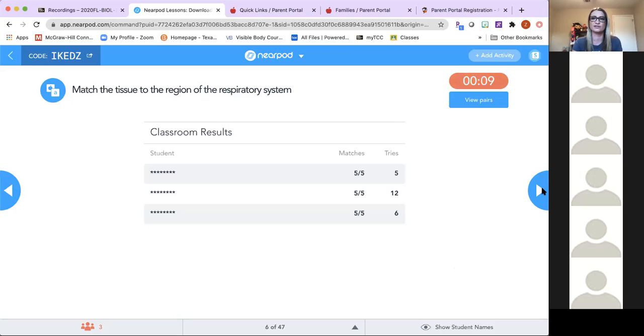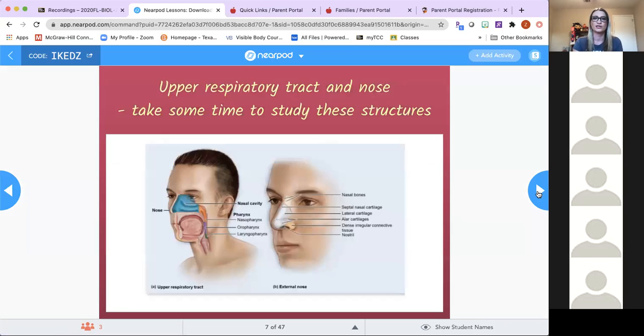Okay, everybody's done. So we're going to move on, and we're going to start talking about the upper respiratory tract and the nasal cavity. So the nose, nasal cavity, and your pharynx are what's making up the upper respiratory tract. The nose is the first part of the respiratory system receiving air, so you should inhale through your nose if possible. It is made out of cartilage, bone, irregular connective tissue, and skin that covers the whole structure of the nose.